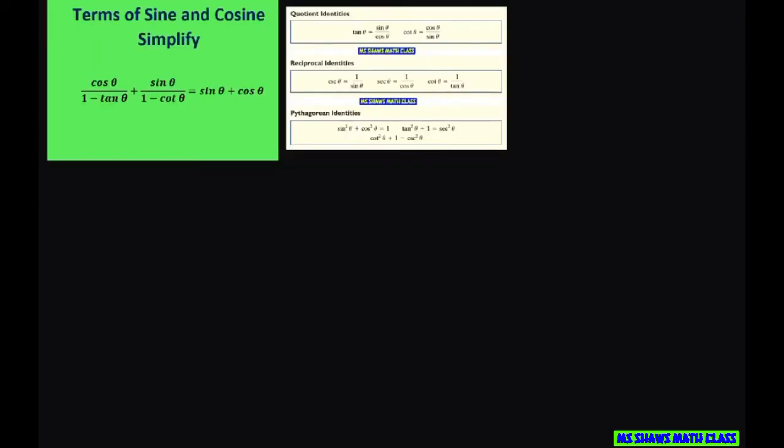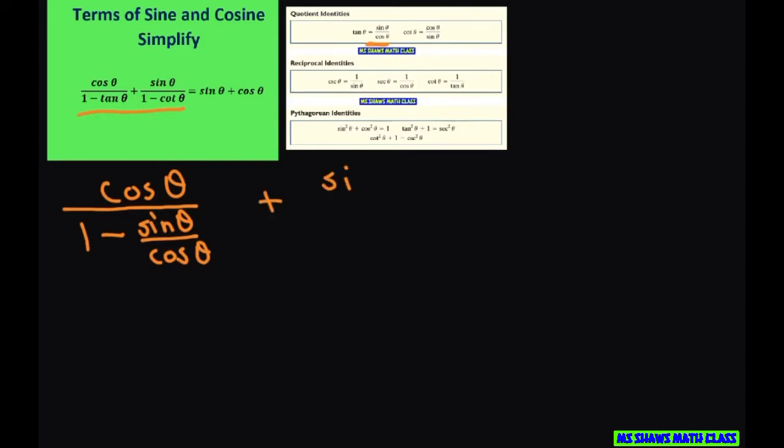The first thing we're going to do is take our equation and write this as cosine of theta divided by 1 minus, and tangent is sine divided by cosine. Okay, and then we have plus sine of theta, and do the same thing: 1 minus cosine of theta divided by sine of theta. And that's for our cotan. Now, we're going to just simplify the denominator for now.